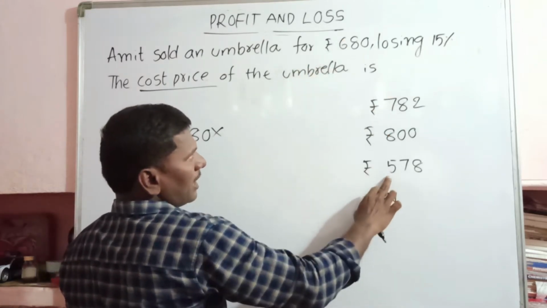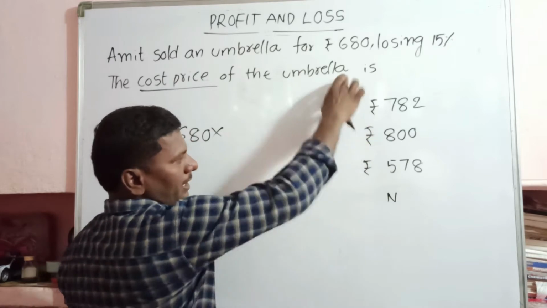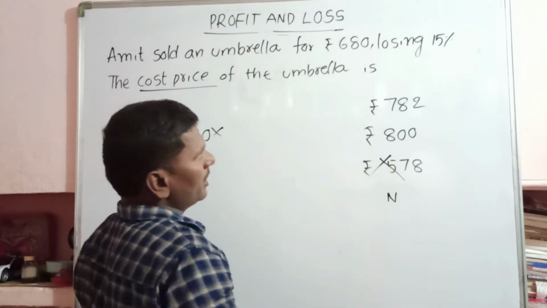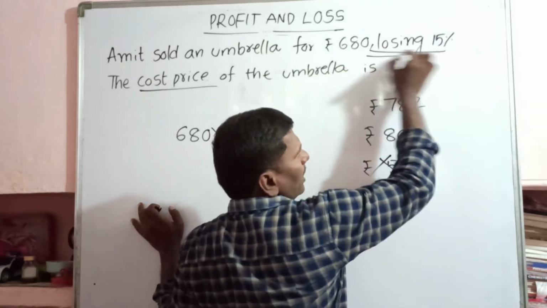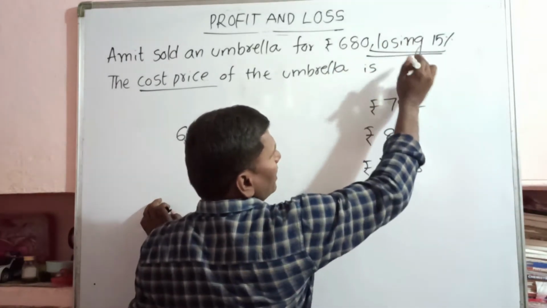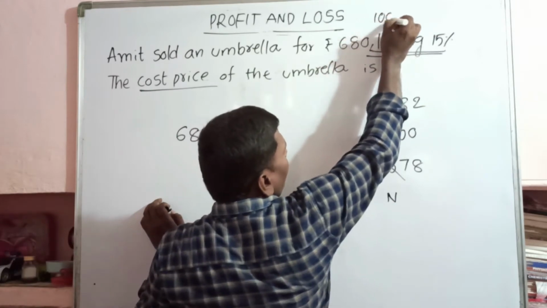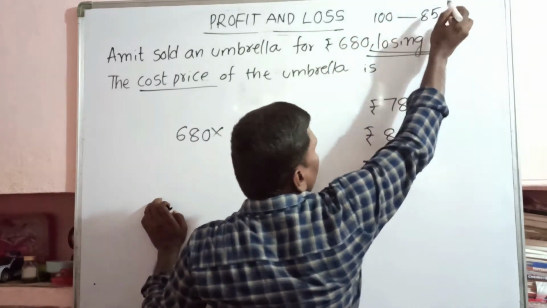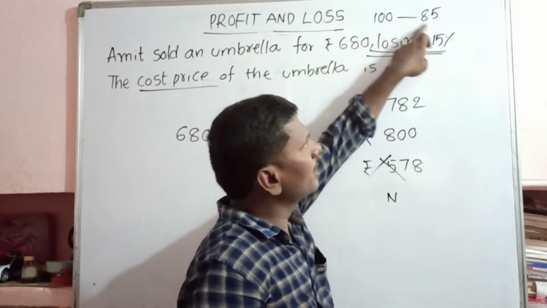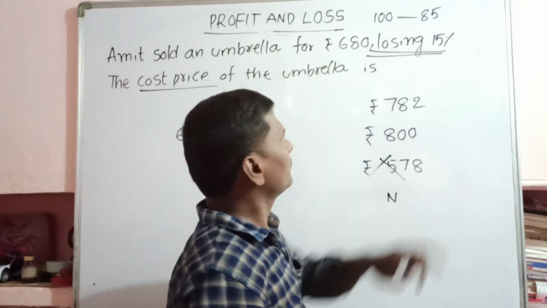Here this option is less than 680, so this is a wrong answer. Now using this clue you get the answer. Here there was a loss of 15%. That means 100 rupees becomes 85. 15% loss means 100 rupees becomes 85 rupees.